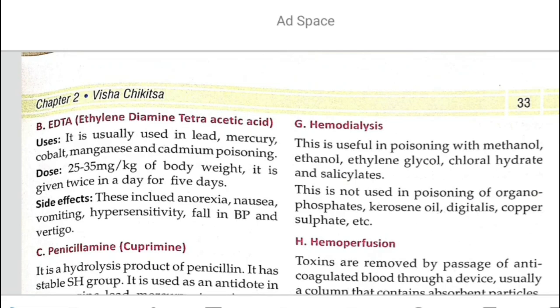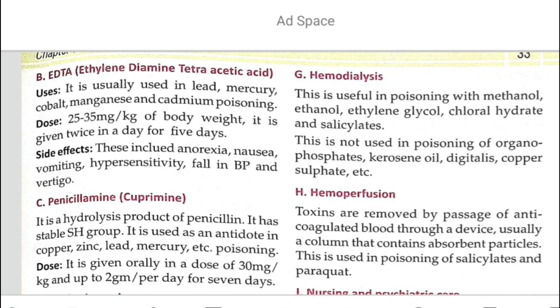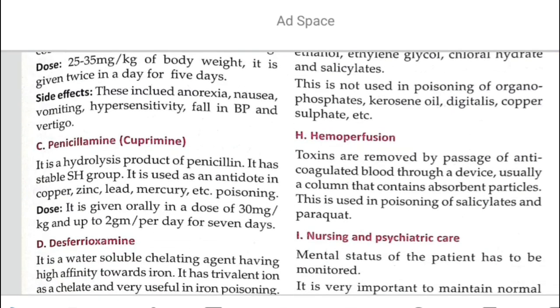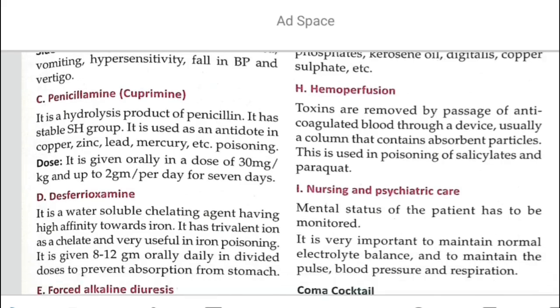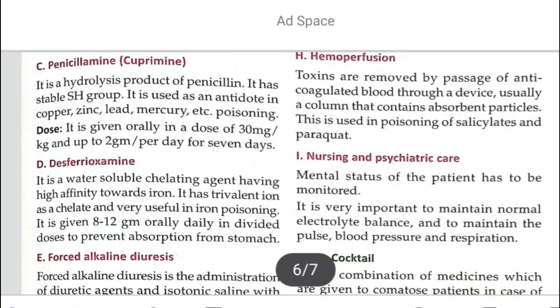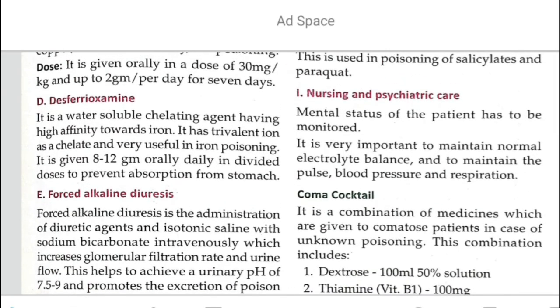Hemodialysis. This is useful in poisoning with methanol, ethanol, ethylene glycol, chloral hydrate, and salicylates. This is not used in poisoning of organophosphates, kerosene oil, digitalis, copper sulfate, etc. Hemoperfusion. Toxins are removed by passage of anticoagulated blood through a device, usually a column that contains absorbent particles. This is used in poisoning of salicylates and paraquat.